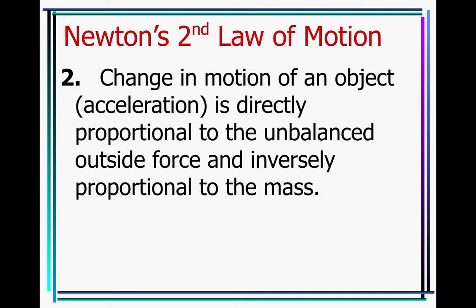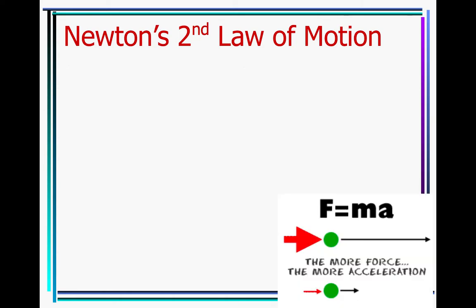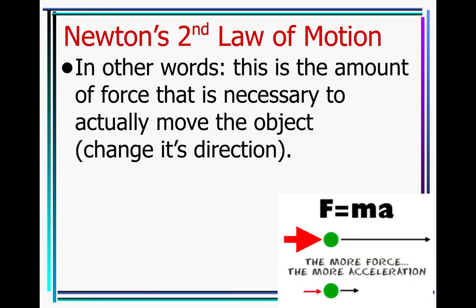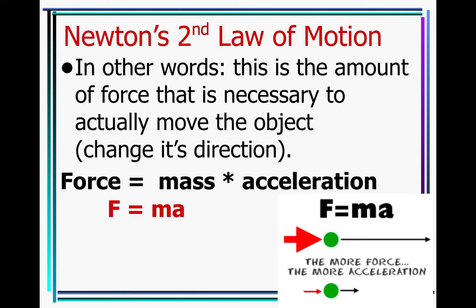All right, so now we move on to the second law of motion. It says change in motion of an object is directly proportional to the unbalanced outside force and inversely proportional to the mass. So what this is saying is the amount of force that you have to use, okay, is going to be dependent on how big that object is, okay? So force equals mass times acceleration.